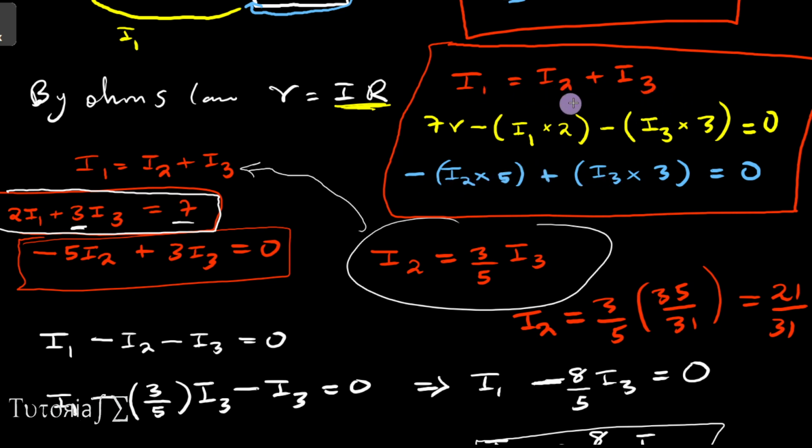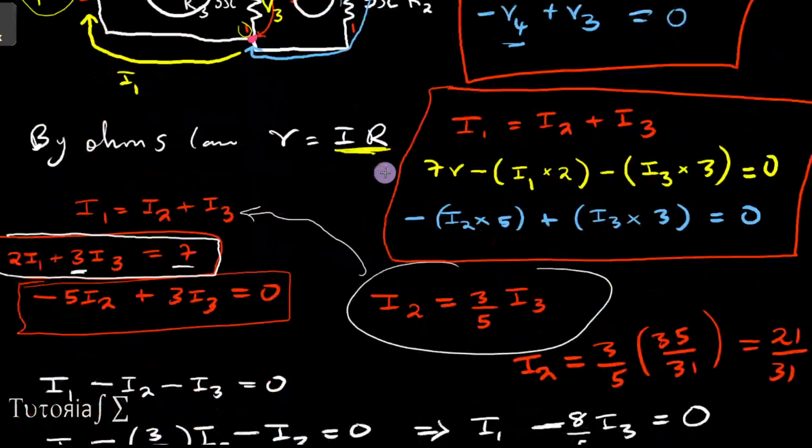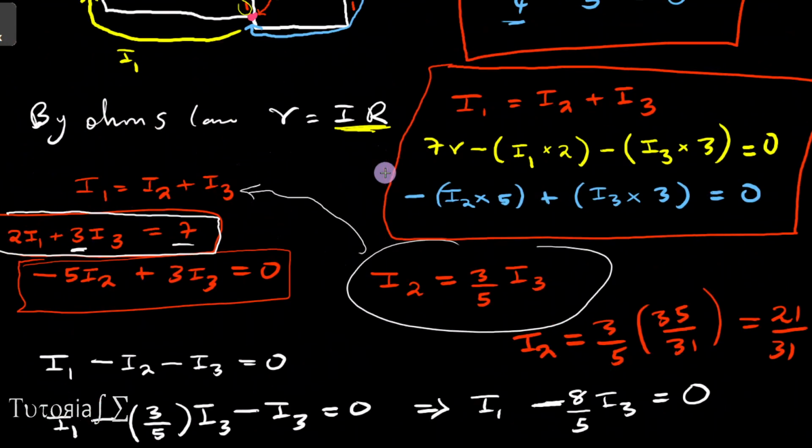So the number of unknowns dictates the number of equations that we have. Here we have I1, I2, I3, and we have 3 equations. So this one will work out perfectly. You should check and make sure that the number of unknowns is equal to the number of equations. So these are the currents going through resistor 1, resistor 2, and resistor 3.